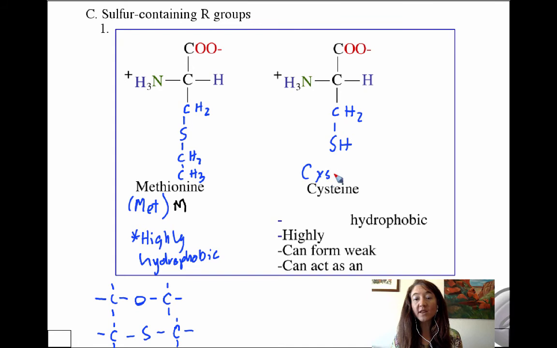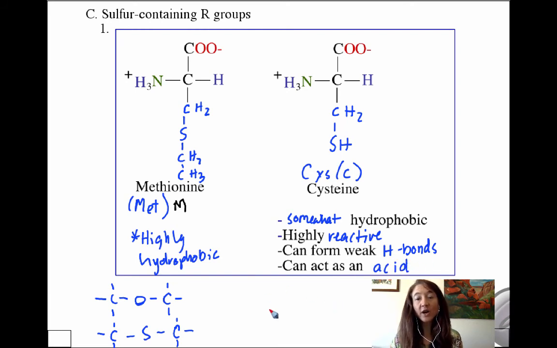So cysteine, again, 1-letter abbreviation and 3-letter abbreviation make quite a lot of sense. It is slightly or somewhat hydrophobic. It is highly reactive, and it can form weak hydrogen bonds, and it can act as an acid. It can become ionized. And we're going to see at the active site of enzymes, sometimes cysteine is going to get into the action. It's going to get a little bit jazzed about being able to act in a fairly reactive way at the active site of enzymes.